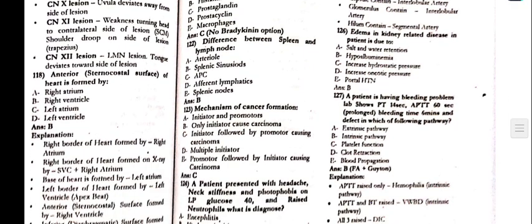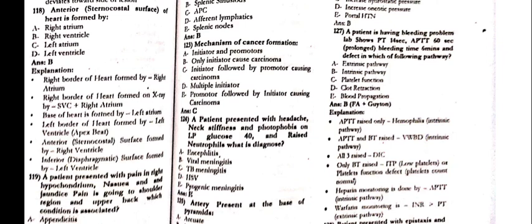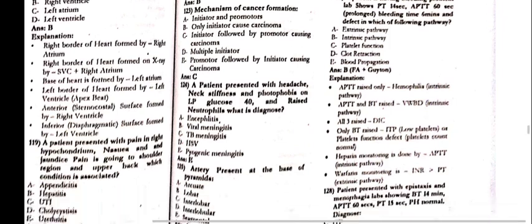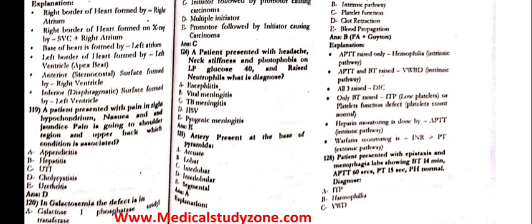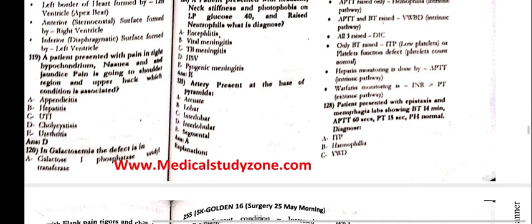122, difference between the spleen and the lymph node is the beta splenic sinusoids. 123, the mechanism of the cancer formation is Charlie, initiator followed by the promoter causing the carcinomas. 124, the patient presented with headache, photophobia, on LP glucose is 40, raised neutrophils. What is the diagnosis? It is pyogenic meningitis.